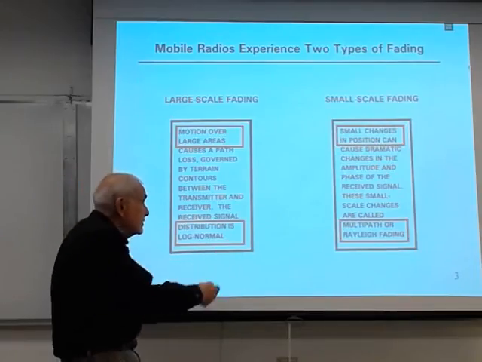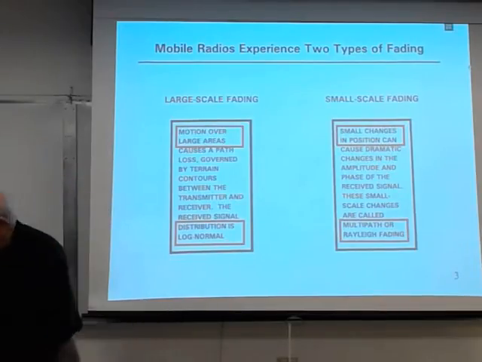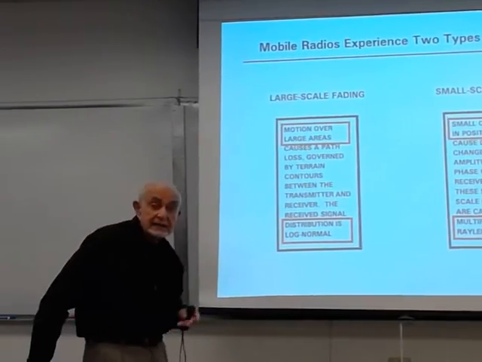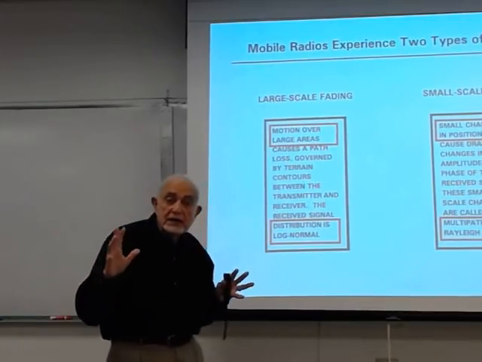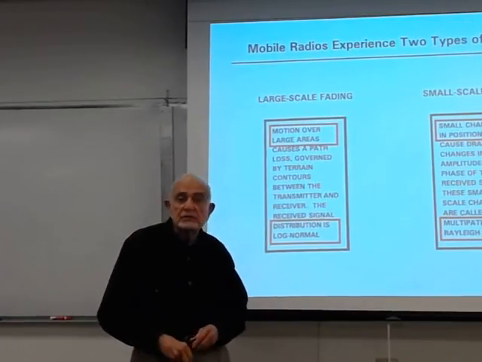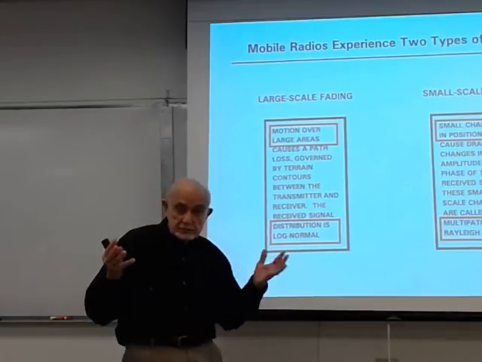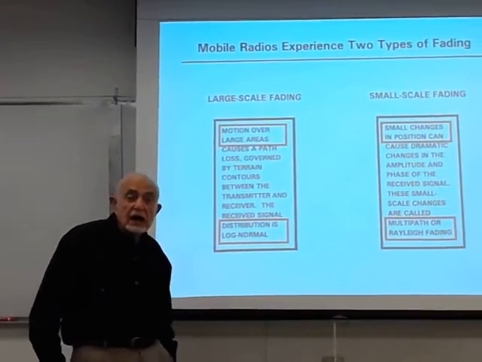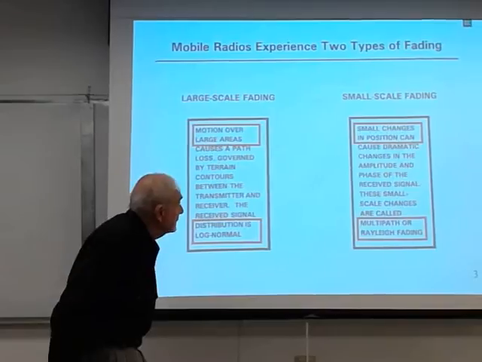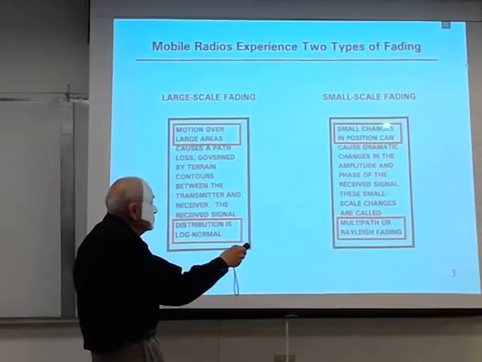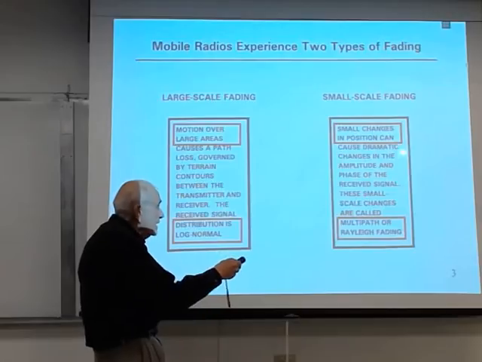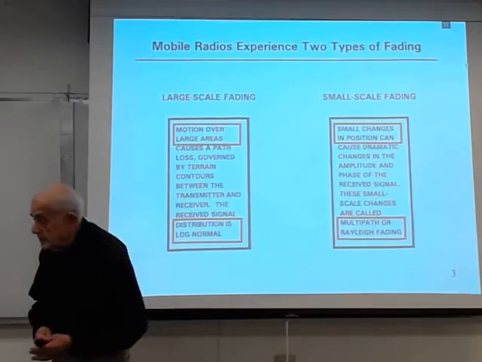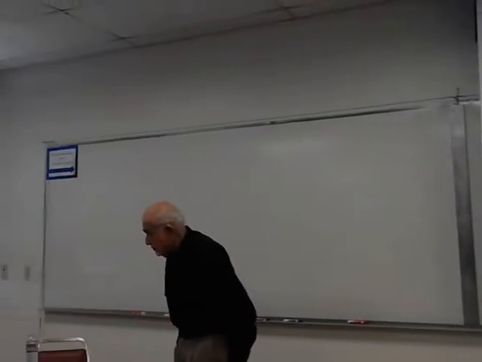And then there's small-scale fading. In the literature, some people call this short-term fading. I hate that name because we have so many types of time that we're going to be looking at: display time, receive time, delay time. I don't want to add another time. I call this small-scale fading. I prefer this nomenclature. Small changes in position can cause dramatic changes in amplitude, and it results in a kind of a Rayleigh fading distribution, which we'll explain as we move on.